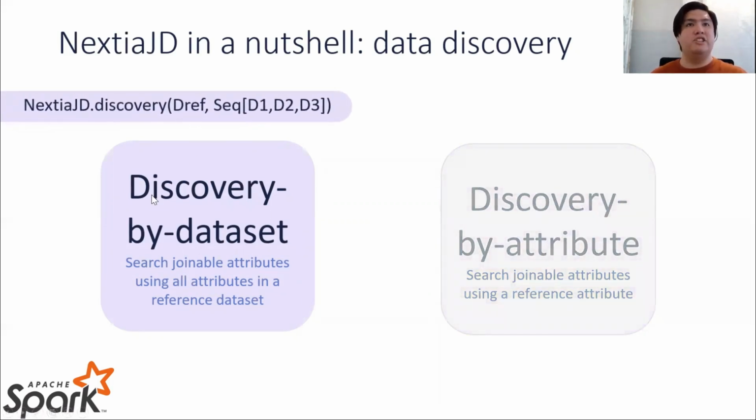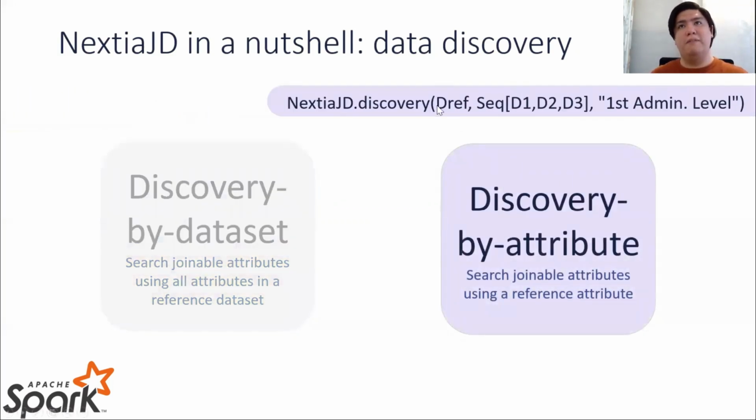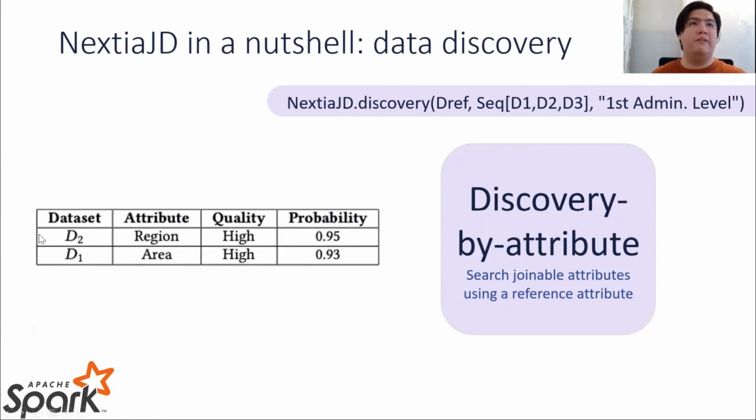So to perform a discovery by data set, we will use the NestGD object and call the discovery method, passing as parameters a reference data set and a list of candidate data sets that we would like to search. As for discovery by attribute, we will have the same method, but we will need to provide the reference attribute that we would like to search. So here we have an example. We provide the candidate data set, the attributes discovered, the quality that they provide, and the probability of the model.